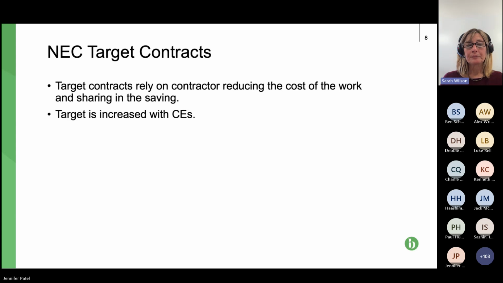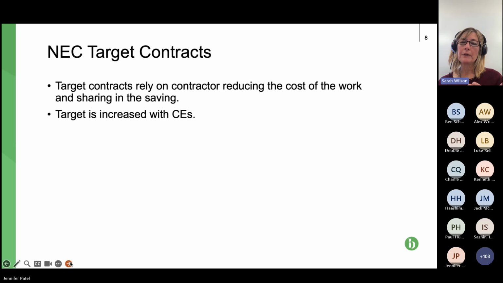Okay, so looking at the target element of the contract. We know that the activity schedule or bill of quantities basically sets the target. So that will go into the contract when the contract is signed between the parties and after they've agreed the target. So the only real adjustment that you can have to the target is by reference to compensation events, the CEs that happen through the project.